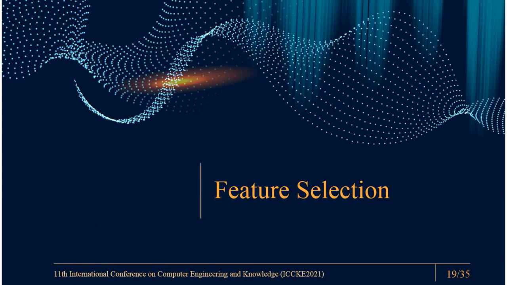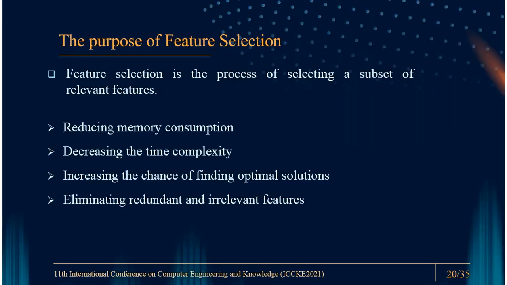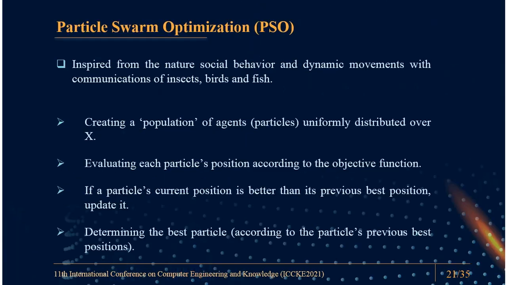Next part is feature selection. Feature selection is the process of selecting a subset of relevant features, and the purpose of feature selection is reducing memory consumption and decreasing the time complexity. Also, it increases the chance of finding the optimal solution and eliminates the redundant and irrelevant features. So we use PSO for feature selection in our work.